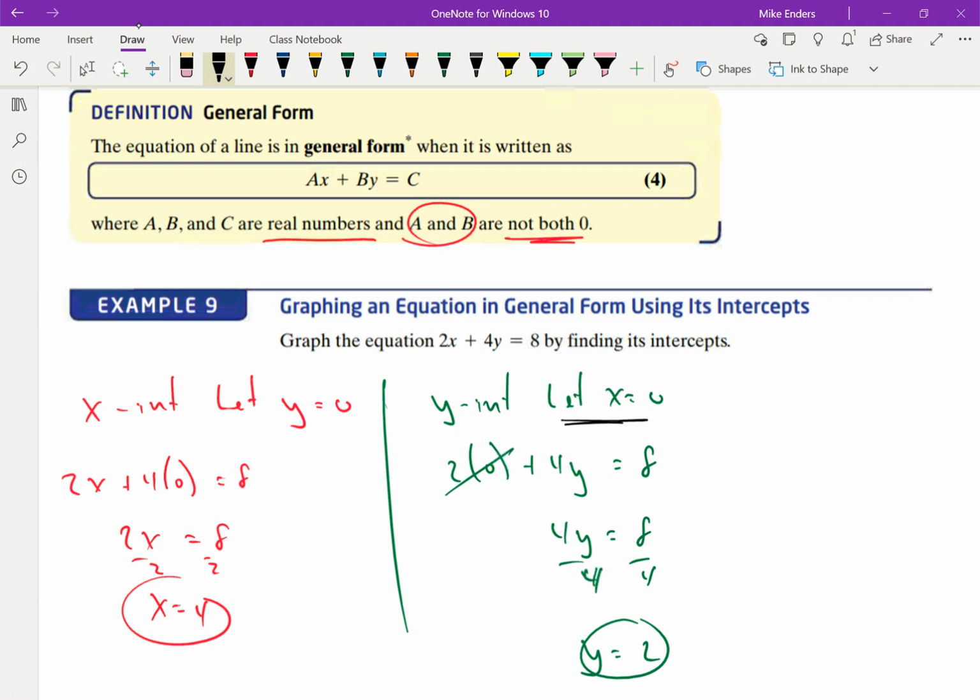Likewise, if I'm trying to find the x-intercept, I let y be 0, so I would just cover up the y term. Because then it gets 2x equals 8. I can do that in my head. It's just a simple division here.